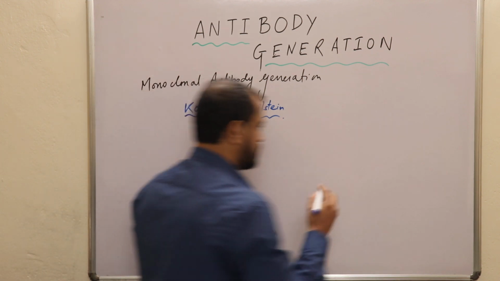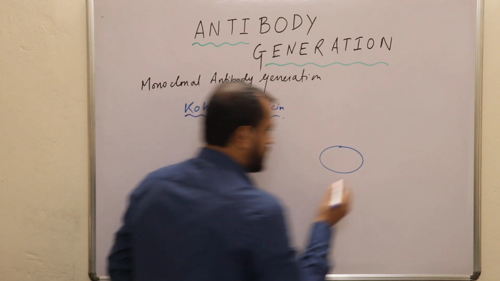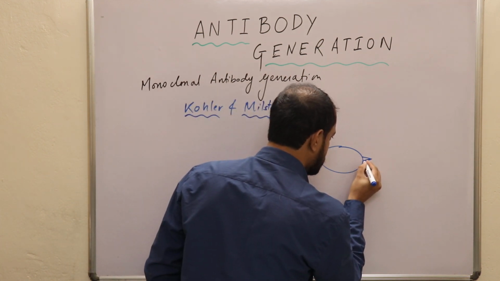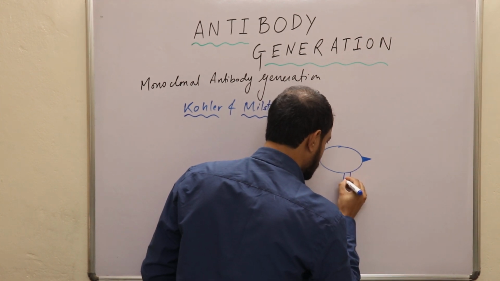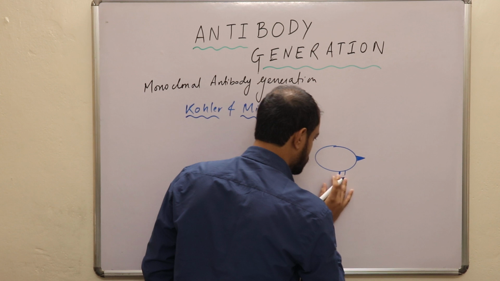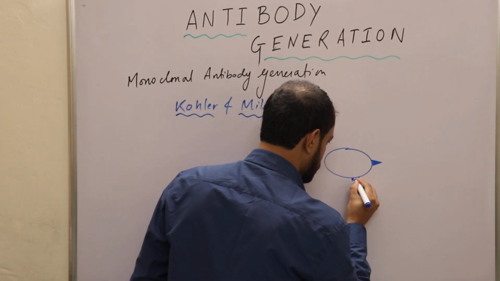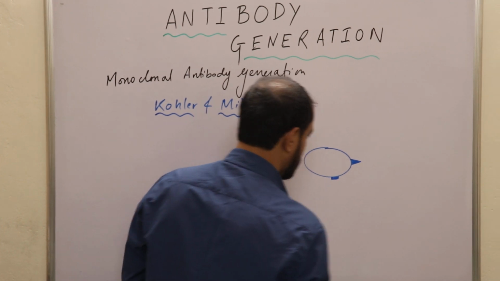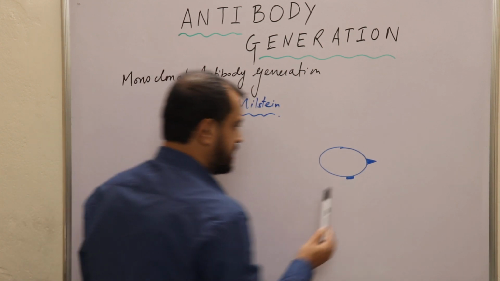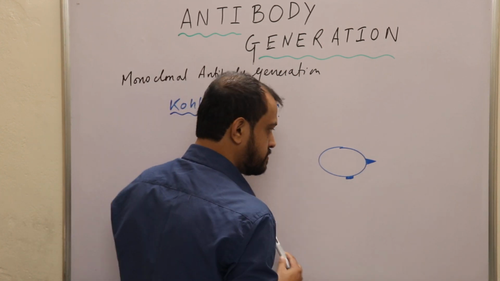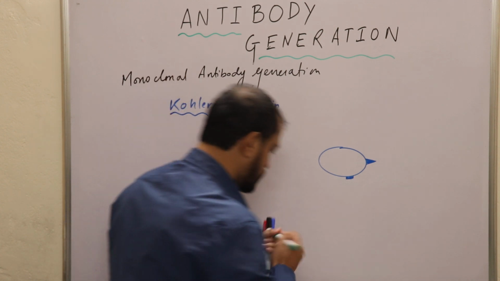Now listen, suppose this is a bacteria, and this bacteria has this type of antigens, suppose spikes, and suppose this is a rectangle type of antigen. This is the bacteria. And this bacteria has one spike type of antigen and one rectangle type of antigen. Now listen, you should understand one thing.